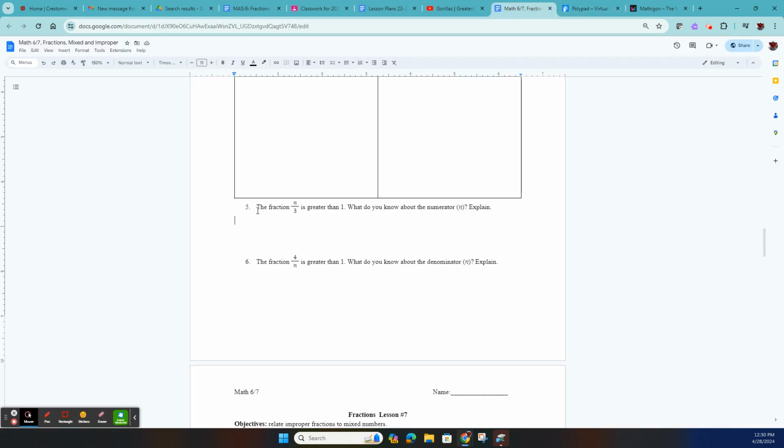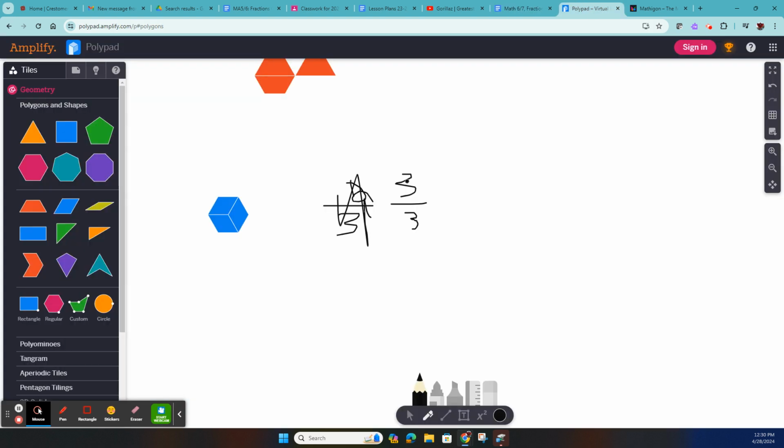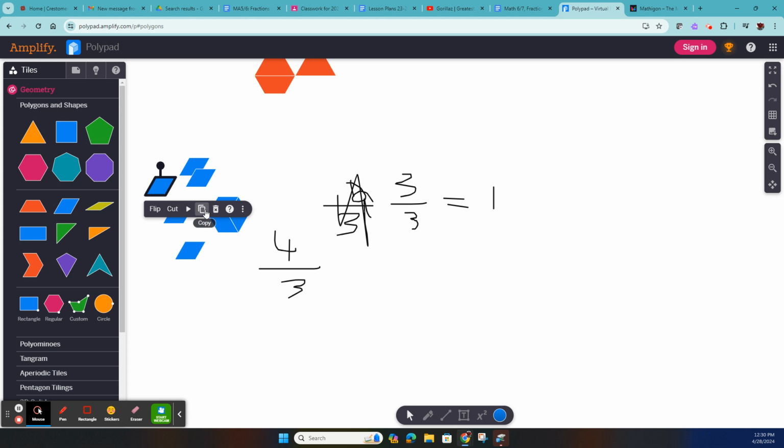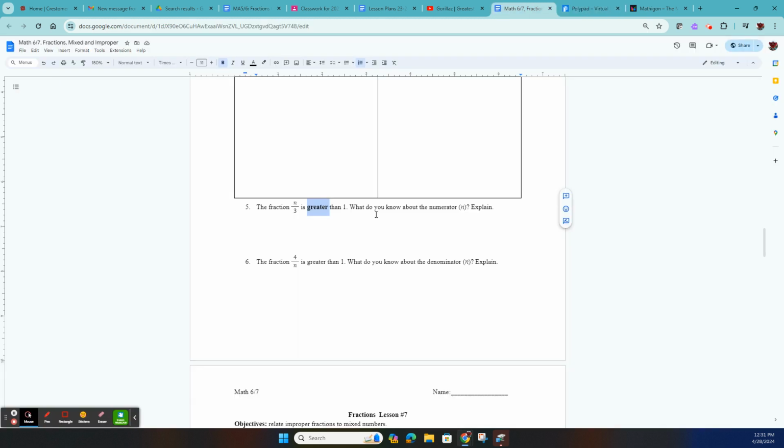Okay. But still, though, it says the fraction n/3 is greater than 1. So 3/3 doesn't work either because that's just equivalent to 1 whole. That's just still 1. So at the very least, this has to be 4/3. Would 5/3 work? Absolutely. Would 6? Would 7? Would 8? Any of those numbers would work as long as our numerator is greater than our denominator. And that's what your answer should say. My numerator has to be greater than 3 if this fraction is going to be greater than 1.